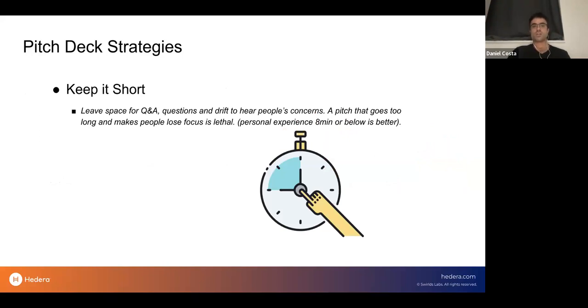Another thing: keep it short. People don't have a lot of attention. Attention spans are lower. I'm pretty sure you guys also share the same thing, right? After social media and the amount of information we have, you don't want to go too long. From my personal experience after doing this a few times, 8 minutes at most is probably the best time span.